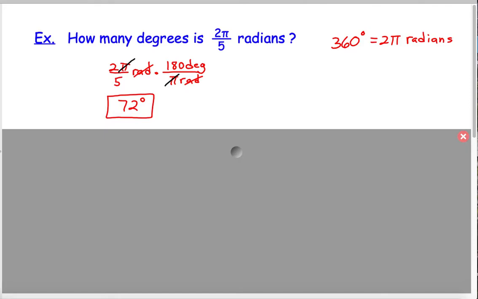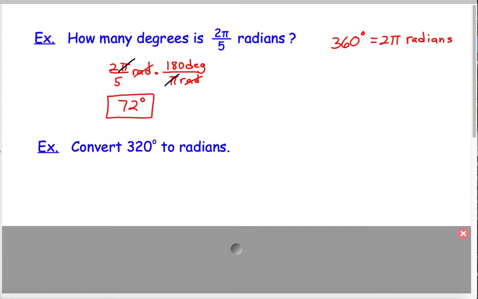What if I wanted to do it the other way? What if I had degrees and I wanted to convert to radians? Same idea. I have 320. I'll just write the word degrees instead of the symbol. And I can multiply that by a form of 1. Now I want to cancel out my degrees. So in my fraction, I'll put a degree in the denominator this time. And then in the numerator, I'll have radians. And I know the conversion is that pi radians is equal to 180 degrees. So now my degrees are gone and my answer will be in radians.